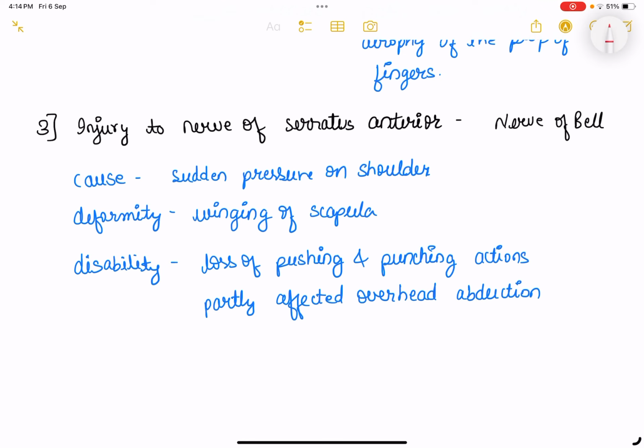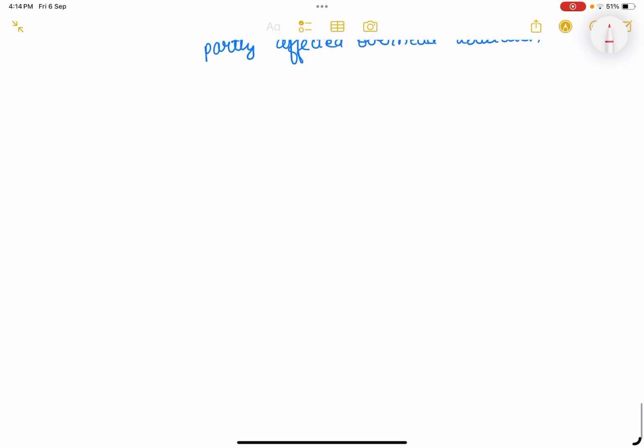So now because the serratus anterior is an important muscle which is required for overhead abduction, due to its paralysis, our overhead abduction will be partly affected. But overhead abduction is not only caused by serratus anterior, but also trapezius is another muscle which aids in overhead abduction. So therefore due to the paralysis of serratus anterior, the action is only partly affected because the trapezius muscle is still intact. This was for today.